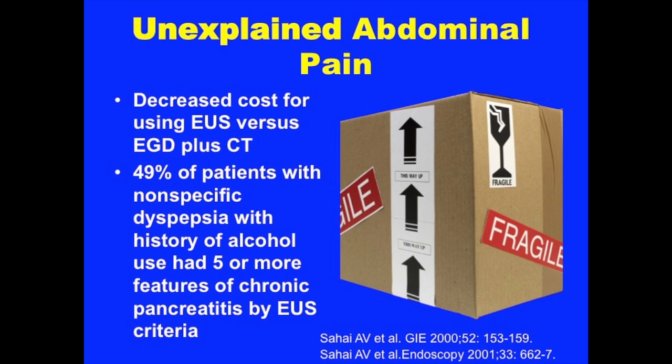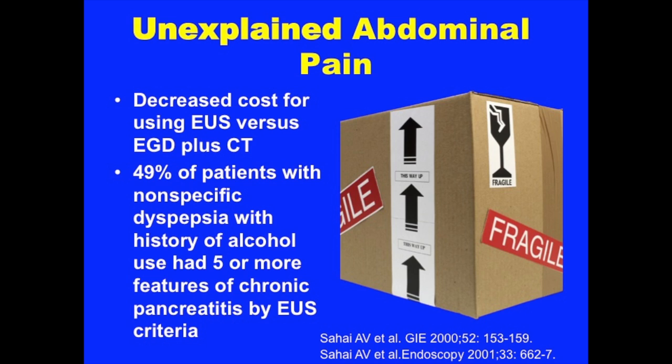This leads to our discussion of using EUS in this patient population of unexplained abdominal pain. And this is our modern day version of Pandora's box. And we opened it here because we did the original work looking at the use of this in unexplained abdominal pain, particularly dyspepsia. And what we discovered was that we could decrease the cost for evaluation of abdominal pain, upper abdominal pain, using EUS versus a combination of upper endoscopy and body imaging. At that time, we were using CT scan.